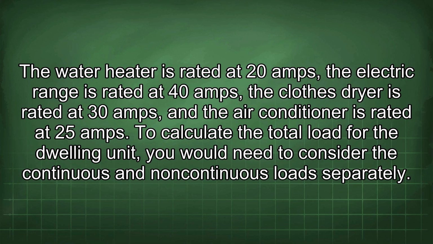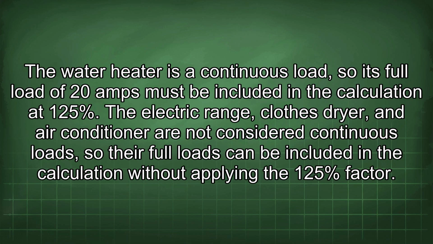To calculate the total load for the dwelling unit, you would need to consider the continuous and non-continuous loads separately. The water heater is a continuous load, so its full load of 20 amps must be included in the calculation at 125%. The electric range, clothes dryer, and air conditioner are not considered continuous loads, so their full loads can be included in the calculation without applying the 125% factor.